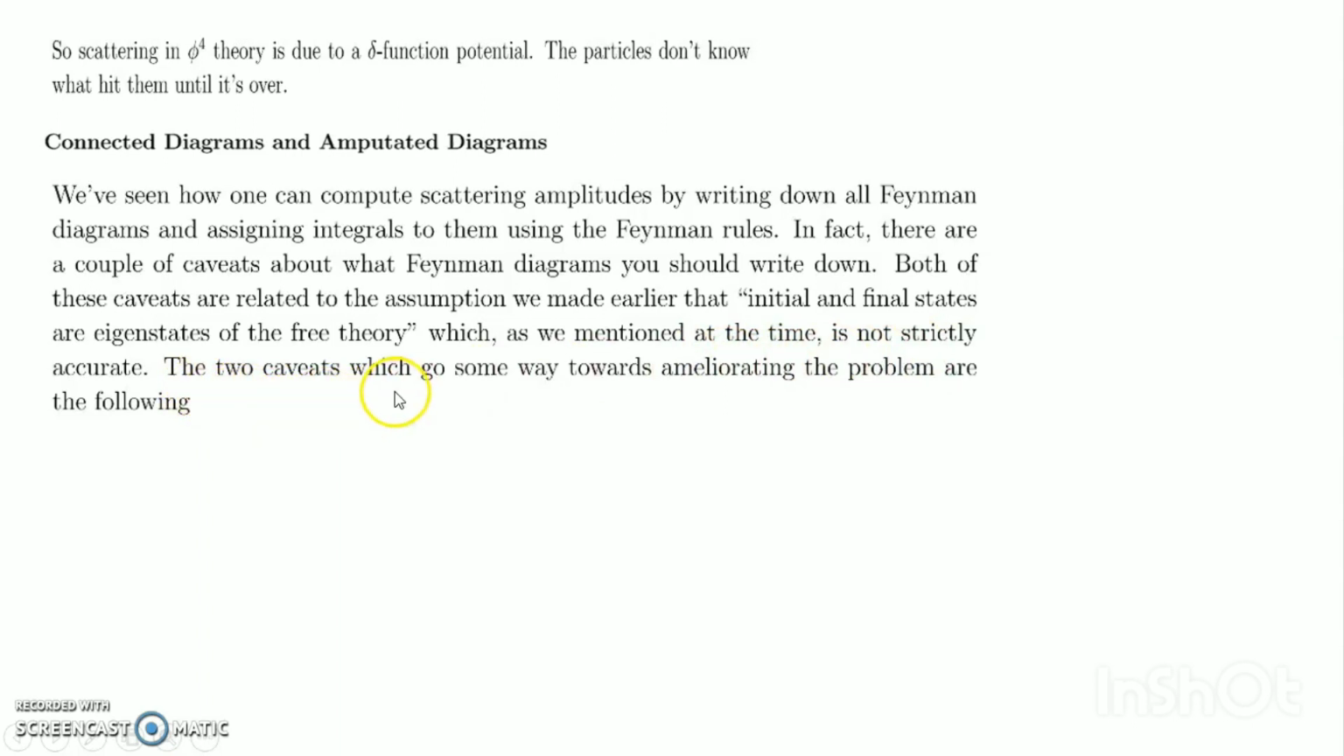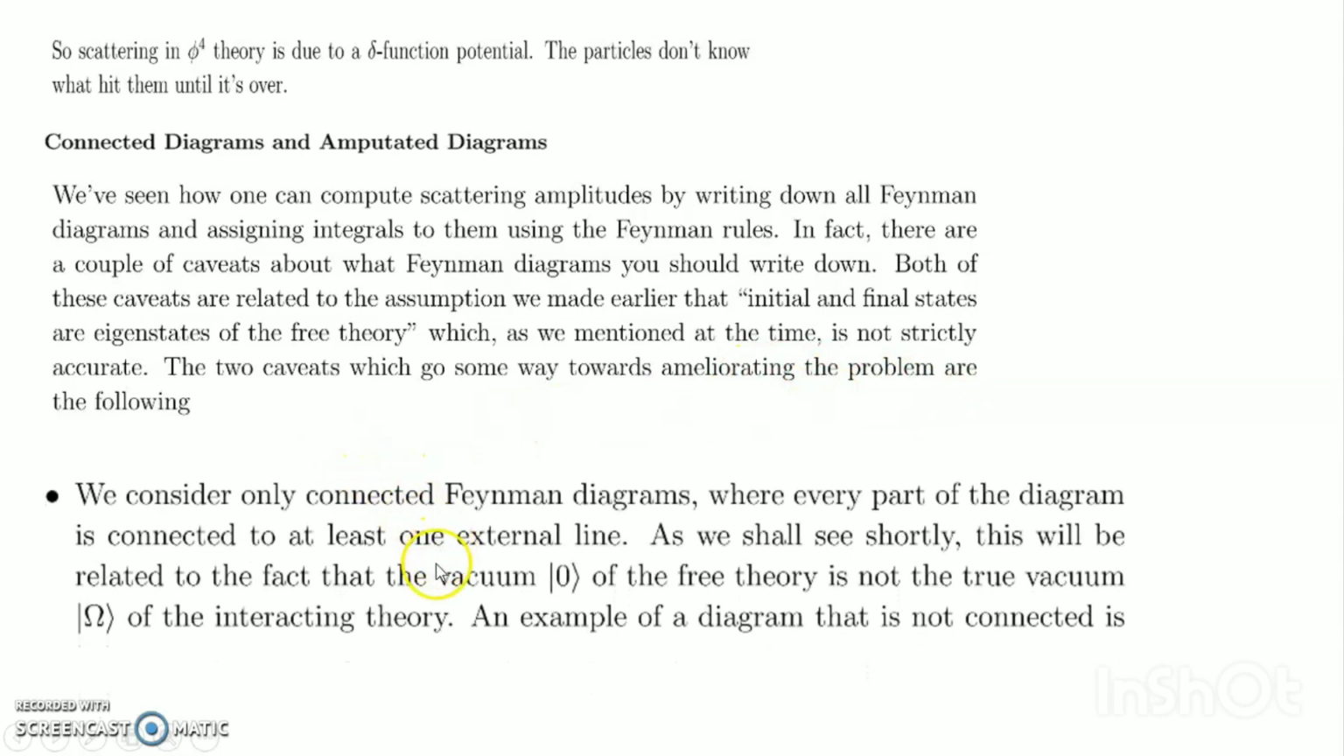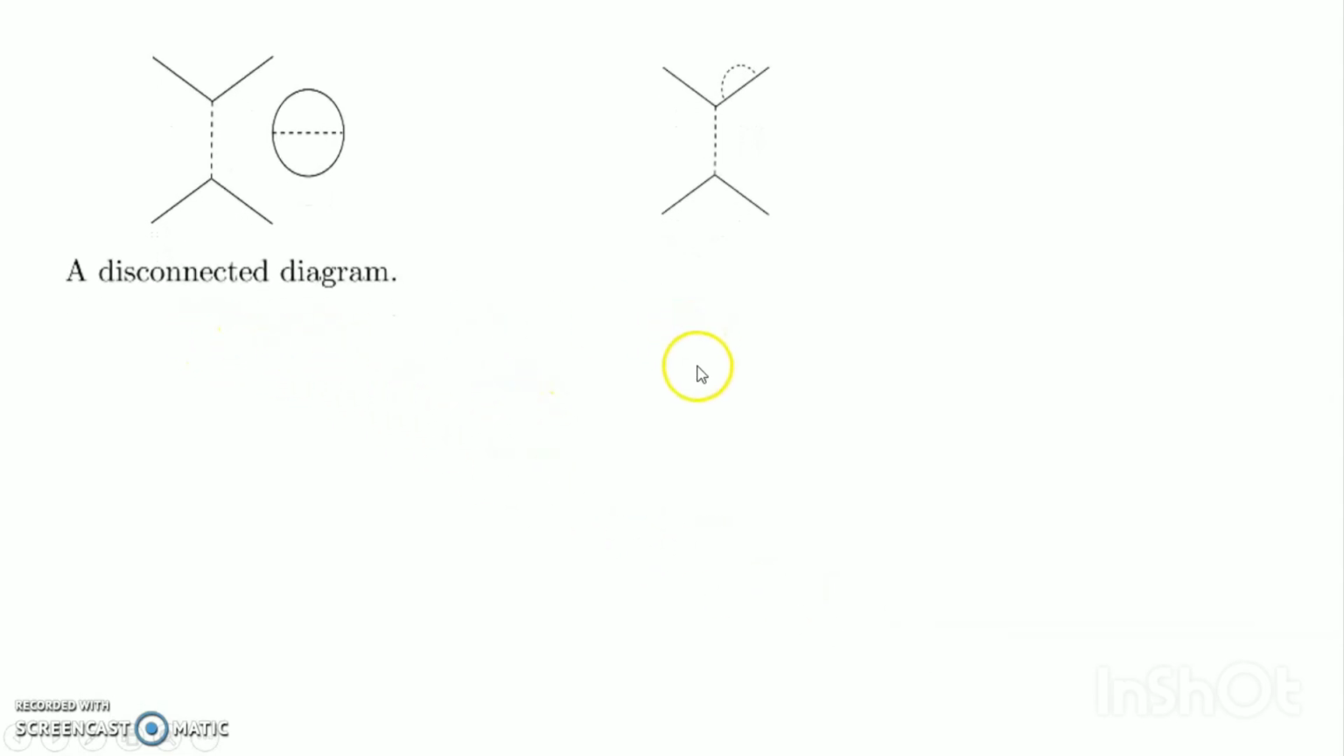The two caveats go some way towards ameliorating the problem. The first is the following: we consider only connected Feynman diagrams, where every part of the diagram is connected to at least one external line. We shall see shortly that this is related to the fact that the vacuum |0⟩ of the free theory is not the true vacuum |Ω⟩ of the interacting theory. An example of a diagram that is not connected is this one, and this is an unamputated diagram.